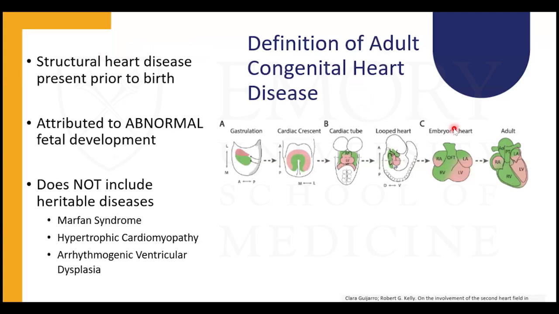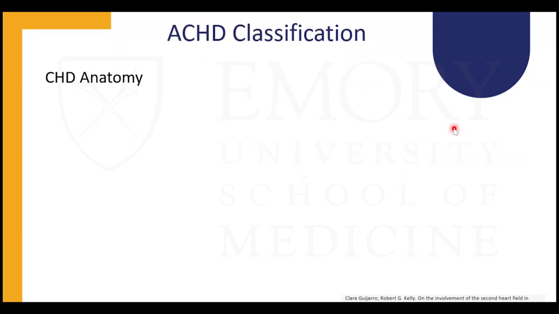It's structural heart disease present prior to birth that's attributed to abnormal fetal heart development. It does not include heritable diseases such as some of the aortopathies, although Marfan syndrome and other related syndromes are part of the adult congenital boards, so any adult congenital cardiologist should be able to manage these syndromes. Hypertrophic cardiomyopathy and arrhythmogenic ventricular dysplasia are not included.